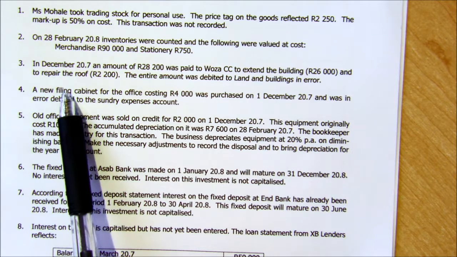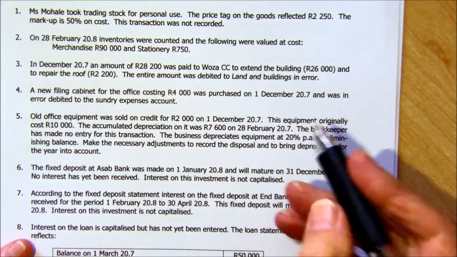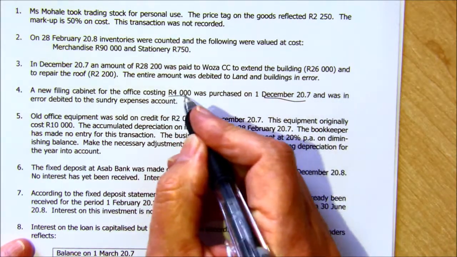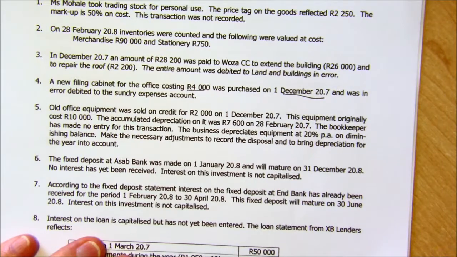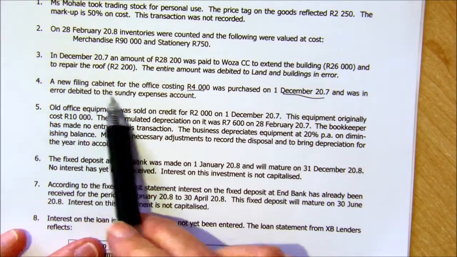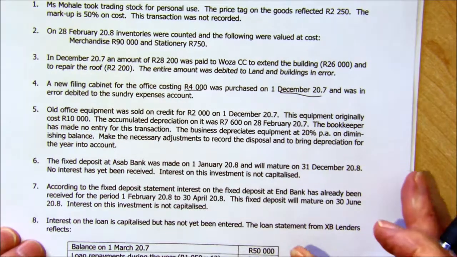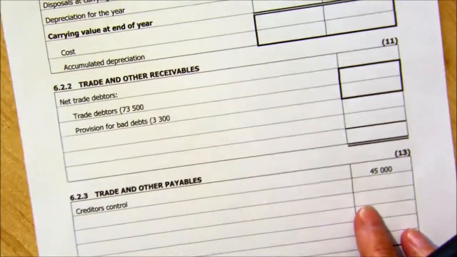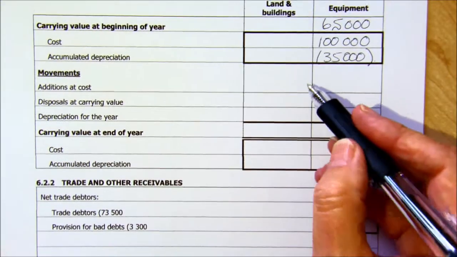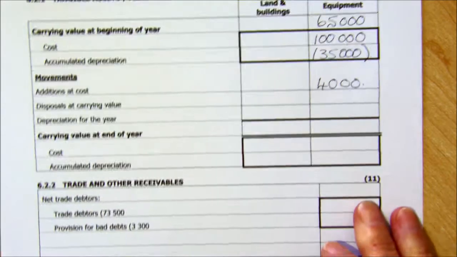First of all, you're told that a new filing cabinet costing $4,000 was purchased on the 1st of December. Now, that's quite important. The dates are very important when you're dealing with asset disposal, and it was in error debited to the sundry expenses. Now, obviously, it's not an expense, it's an asset, so you'd have to take it out of your sundry expenses, and therefore, into your fixed asset note, which you're required to do, there is an addition of $4,000. Right, that's not what I really want to focus on.